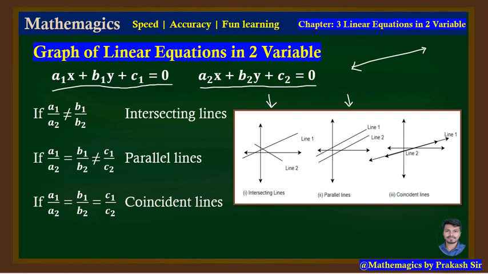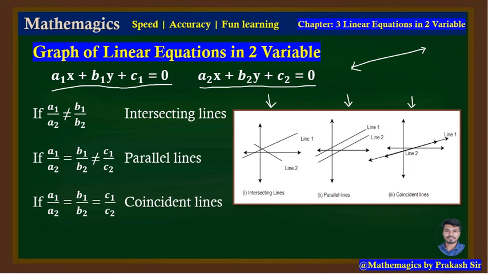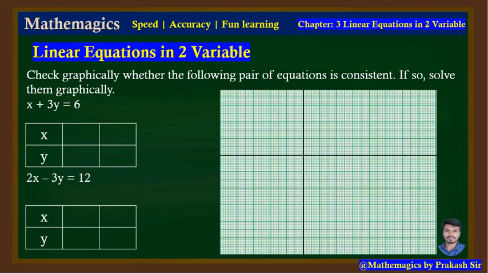It means one line passes above another, which is represented in the third photo. Dear friends, it is just a basic idea which may not be understood by you. So we are going to understand it with the help of some examples. Let us start the first example of the linear equation in two variables.